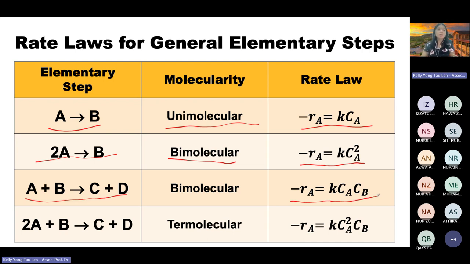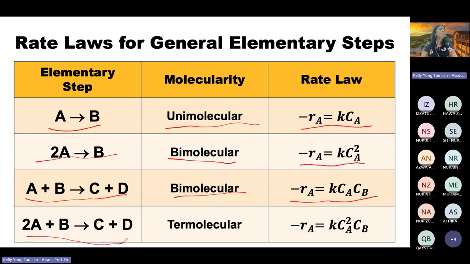So this is all elementary rate law, right? So kamu just ikut saja persamaan tindak balas. So untuk tindak balas ni bermaksud satu atom ion molekul A collide and interact dengan satu lagi atom ion molekul B supaya tindak balas tu berlaku. We call it again bimolecular. Bi refers to two, uni refers to one.